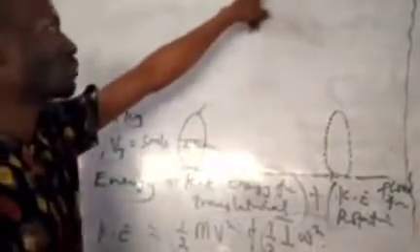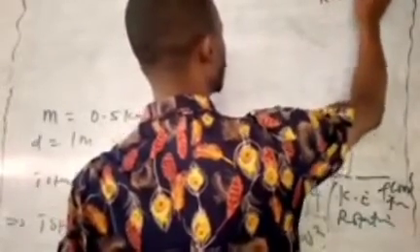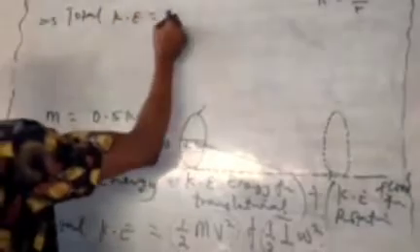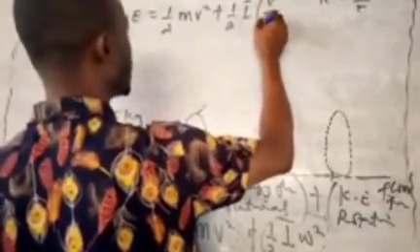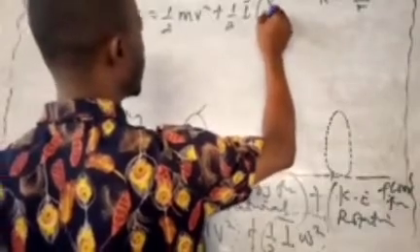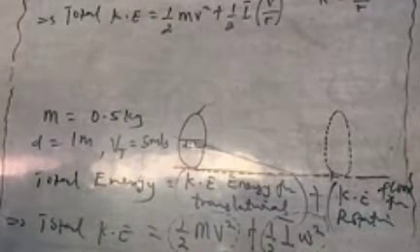So I can replace my w here. Making w the subject of the formula, my w equals v over R. So this now implies that our total kinetic energy equals half mv squared plus half I, and instead of writing w, now write v over R, everything squared.